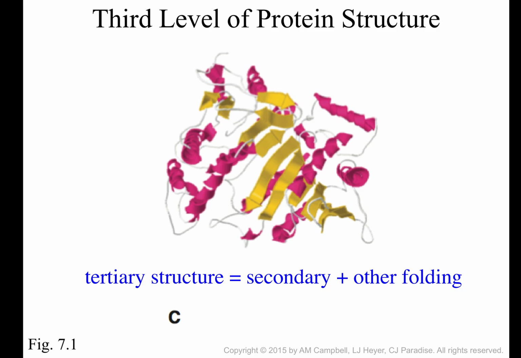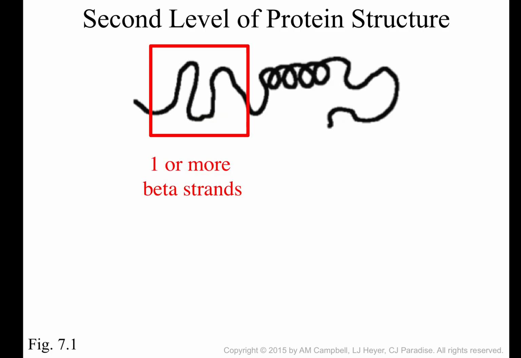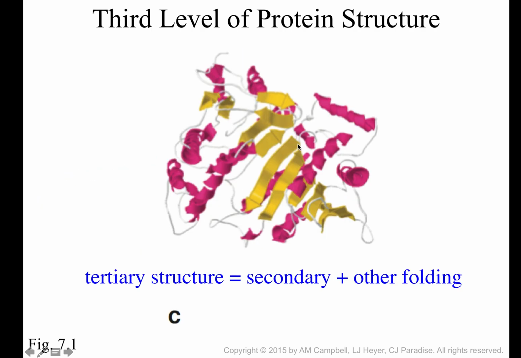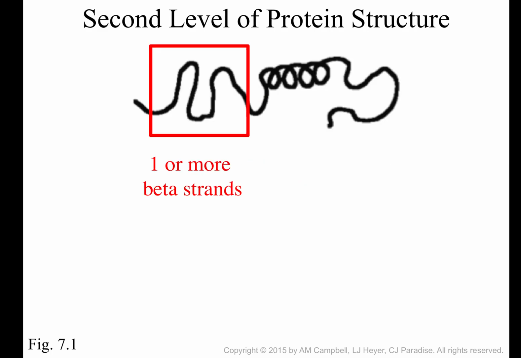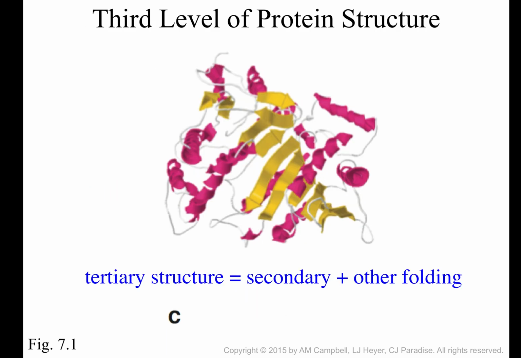And tertiary structure is just one chain all folded into a 3D shape. So if we go back here to our chain, and if we take this chain and we fold it up into its 3D shape, its final 3D shape, that's called tertiary structure. And all proteins have primary, secondary, and tertiary structure, because all proteins have at least one chain.